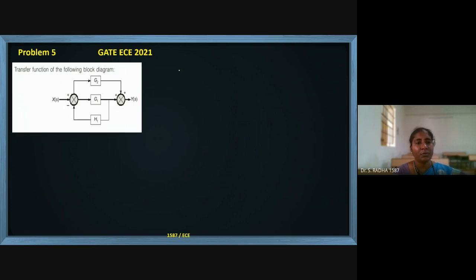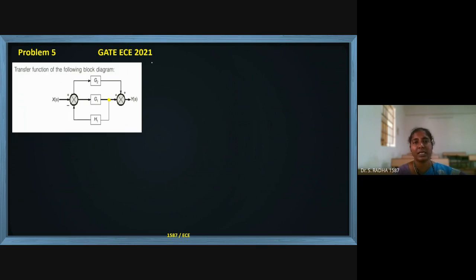Now what I will do, I will first write, this is a branch point. Here it is a branch point. Immediately we have a summing point. We cannot interchange branch point and summing point. Simplification should be inside out. So I will complete the feedback on the bottom side first.